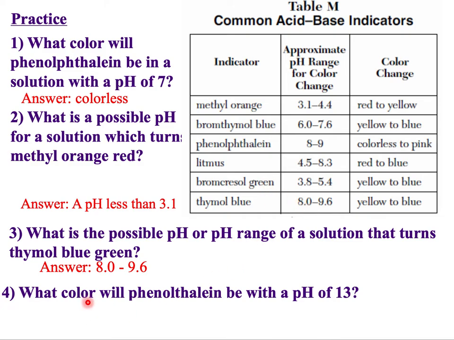And finally, what color will phenolphthalein be with a pH of 13? Well, let's go back to phenolphthalein. The range, again, is 8 to 9, so we're above this 9, which means we're going to be the second color, which is pink. So again, you're just using the numbers and the colors with the different indicators. The first number relates to the first color, the second number relates to the second color. Very simple. There's one more practice problem that we're going to do.